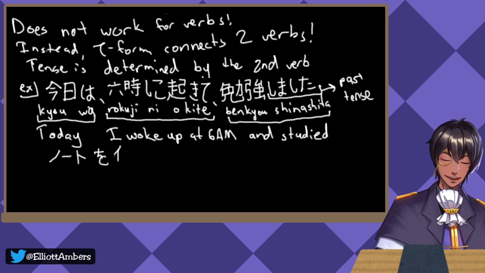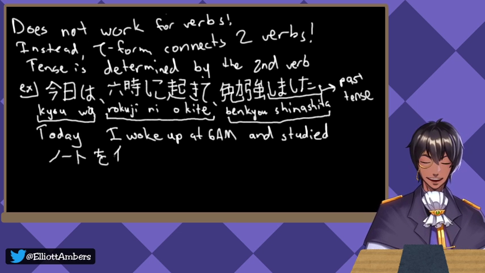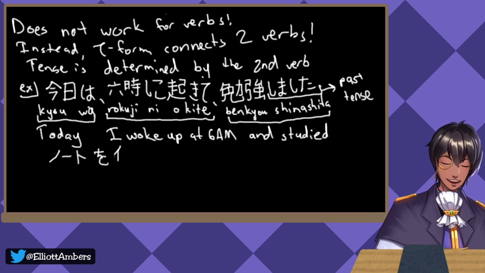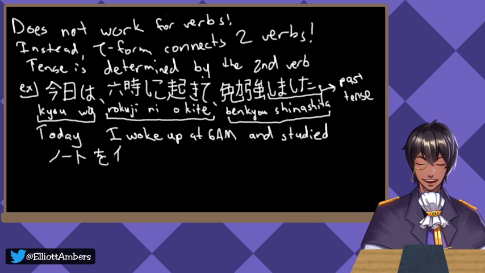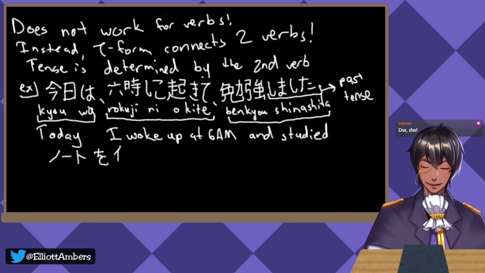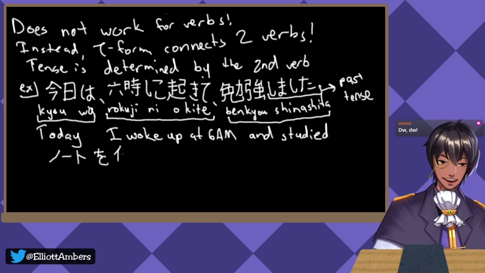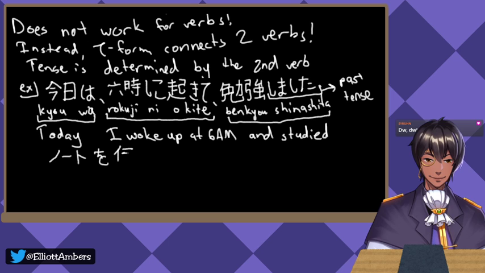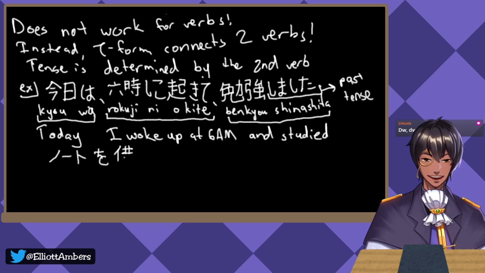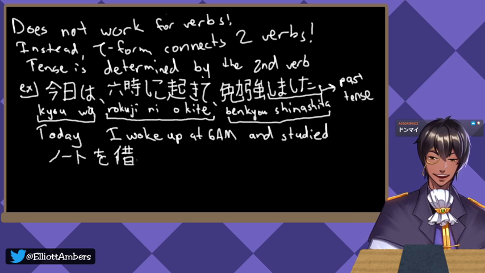But I don't want to read it out loud and then say it wrong. So let me open up Jisho again. I can't believe I need to do this. I want to say that it's going to be karite, to borrow. Yes, I was correct. So karite. So note o karite.